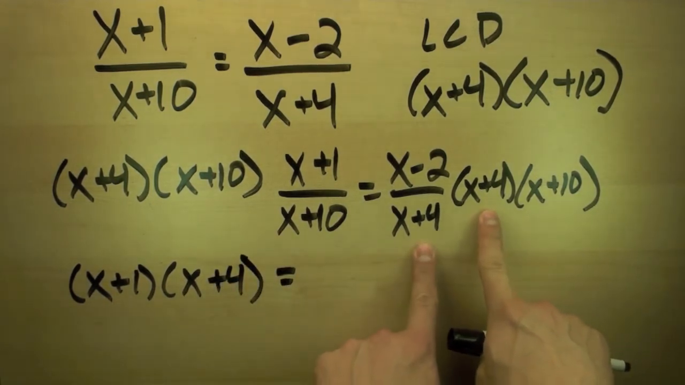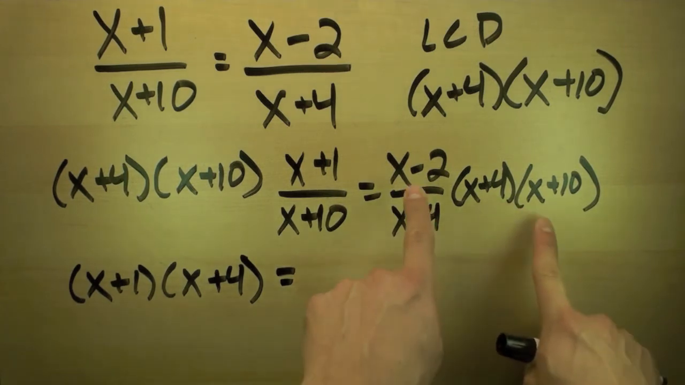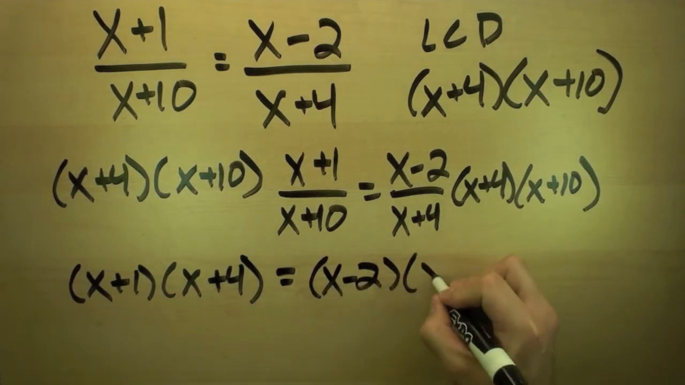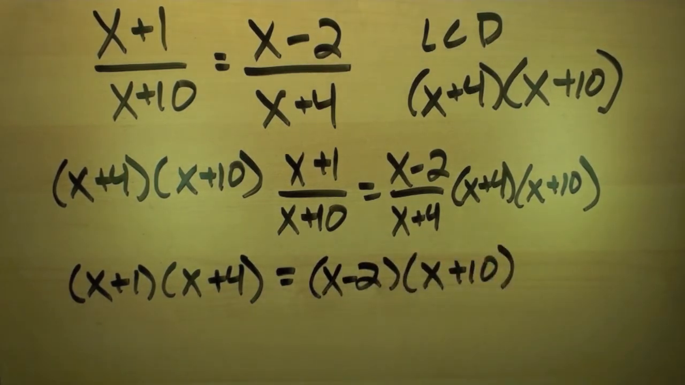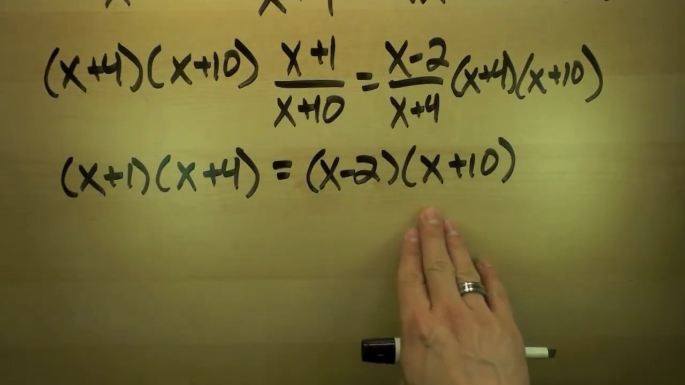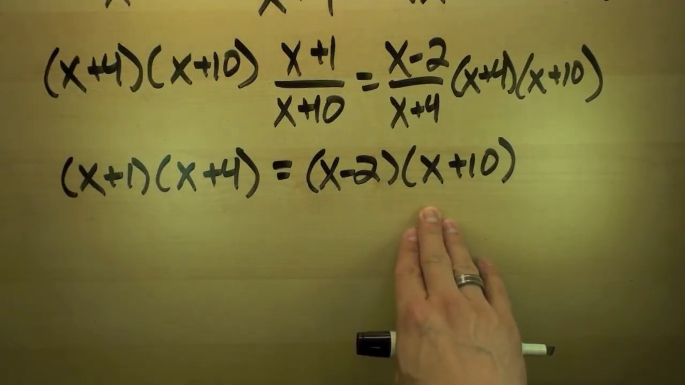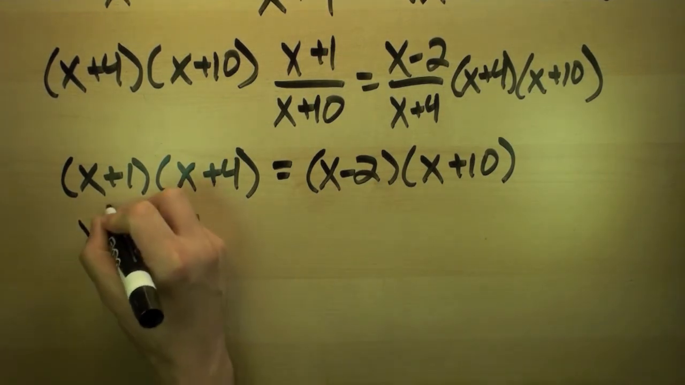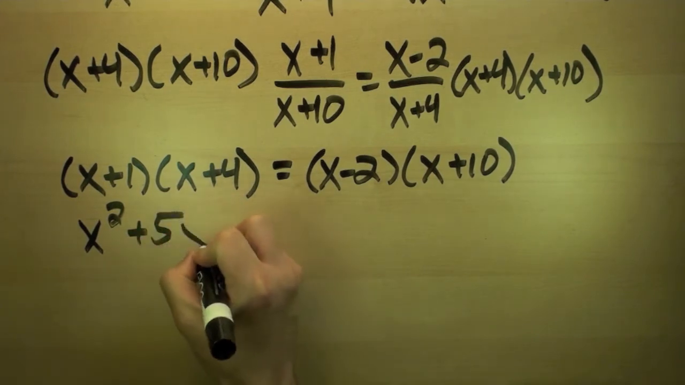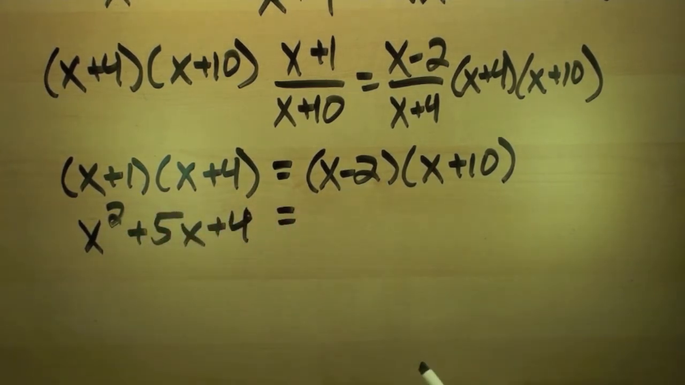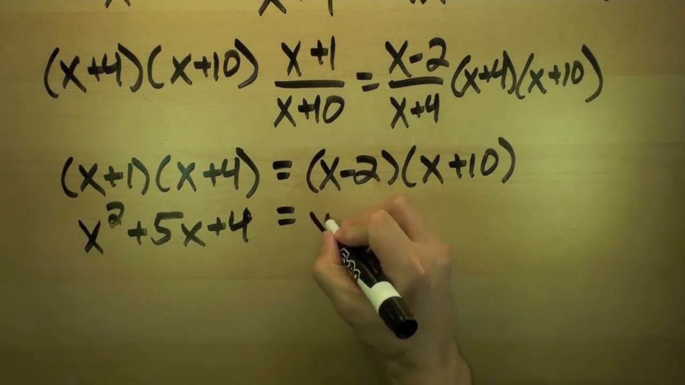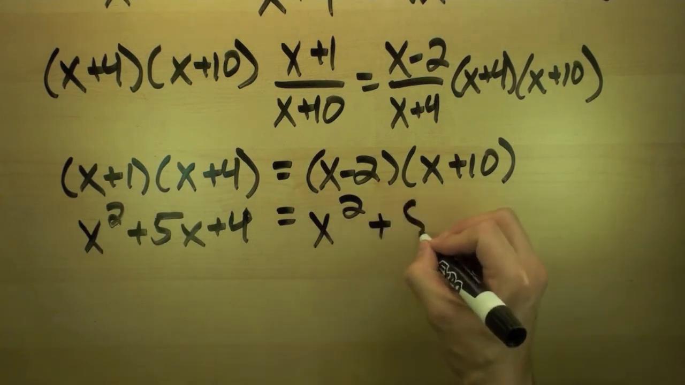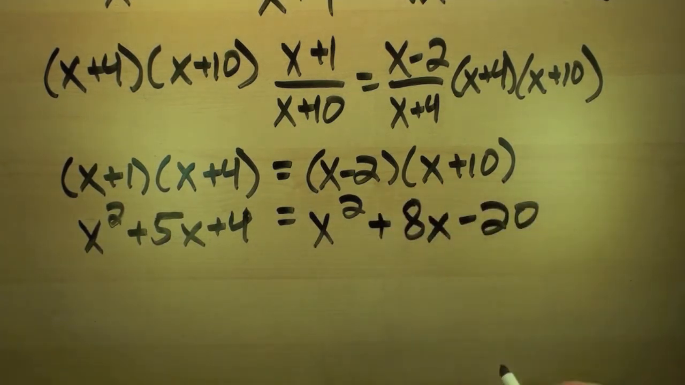And on the right, our x plus 4 terms are going to cancel, leaving us with x minus 2 times x plus 10. So now we have an equation with no fractions which we can solve. So when we multiply the left side out, we FOIL, and we're going to get x squared plus 5x plus 4 equals, when we multiply this side out, we get x squared. We're going to get a plus 10x and a minus 2x, leaving us with a plus 8x minus 20.